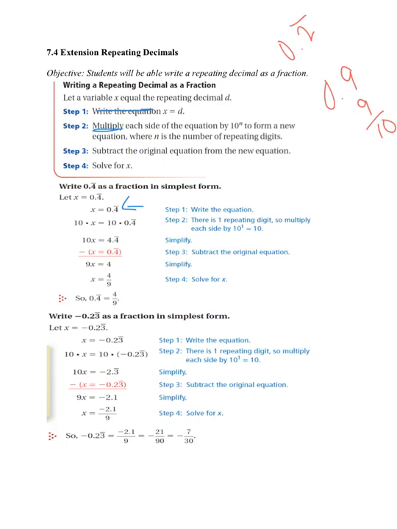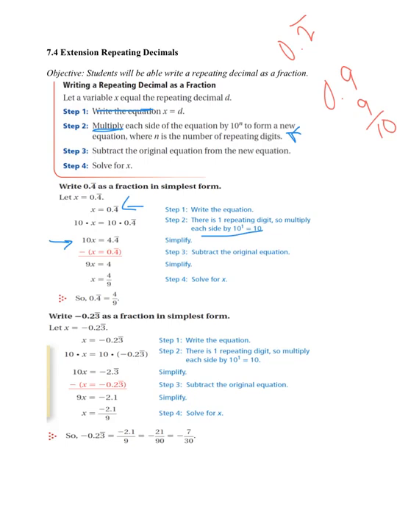Step 2: multiply each side of the equation by 10 to the n to form a new equation. As long as you do something to both sides of an equation, you're keeping that equation balanced. You're just making it look different. n is the number of repeating digits. In this first example, there is just one digit repeating, so multiply each side by 10 to the first. The new equation is 10x equals 4.4 repeating.